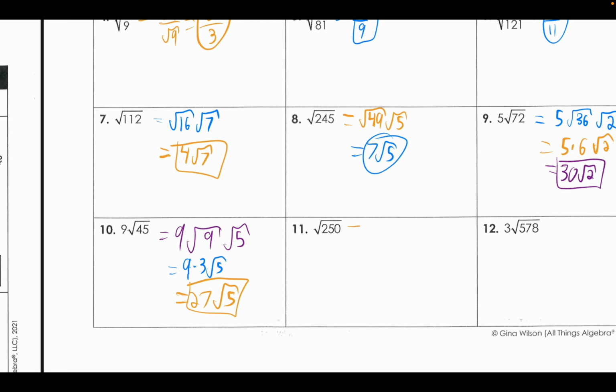On number 11, the biggest perfect square that goes into 250 is 25. So the square root of 25 times the square root of 10, which then gives us 5 square root 10.